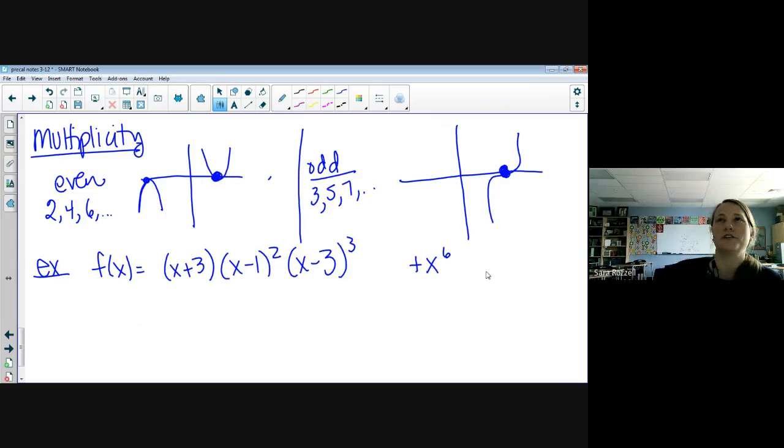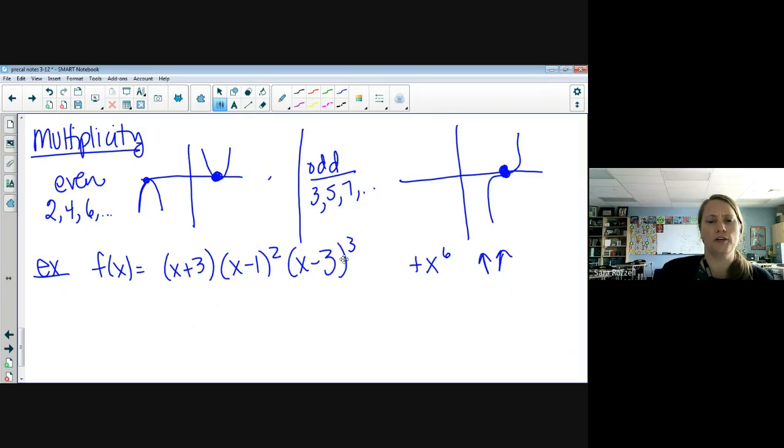So how do our arrows go on a positive x to the 6th? Yes, it's like our touchdown. What's our touchdown sign? Yep. 6 is an even number, positive is up, so these are going to both be up.